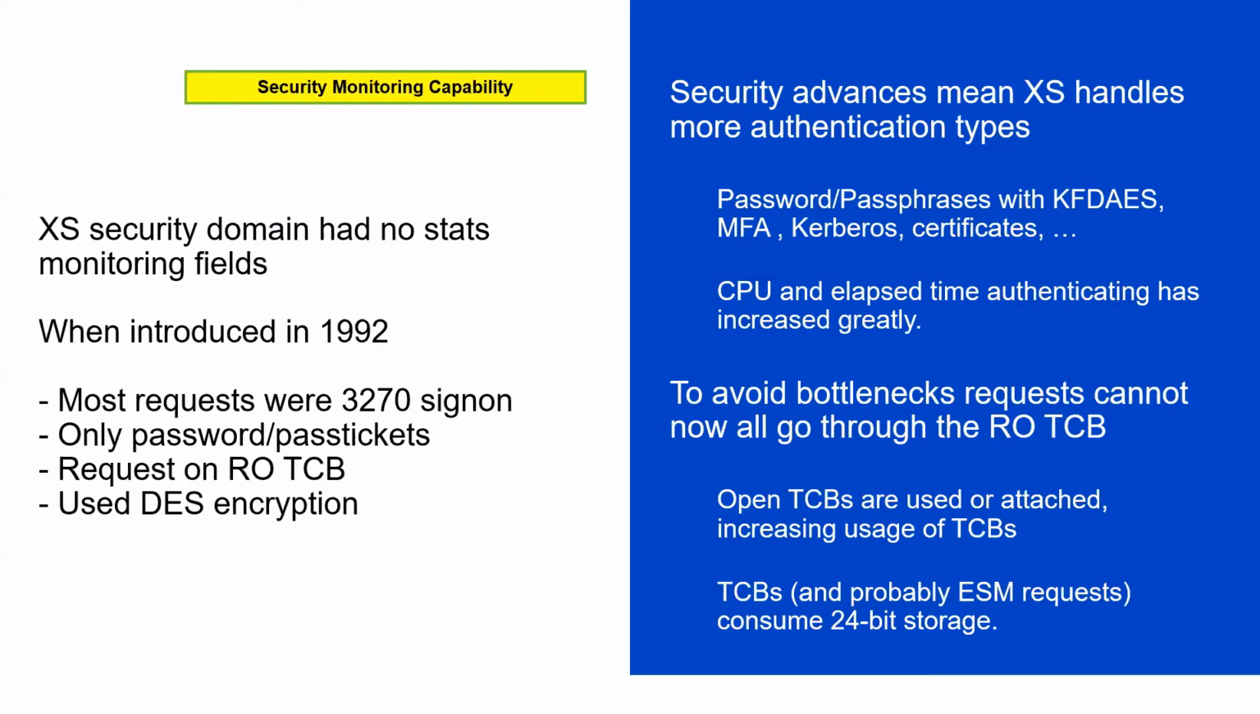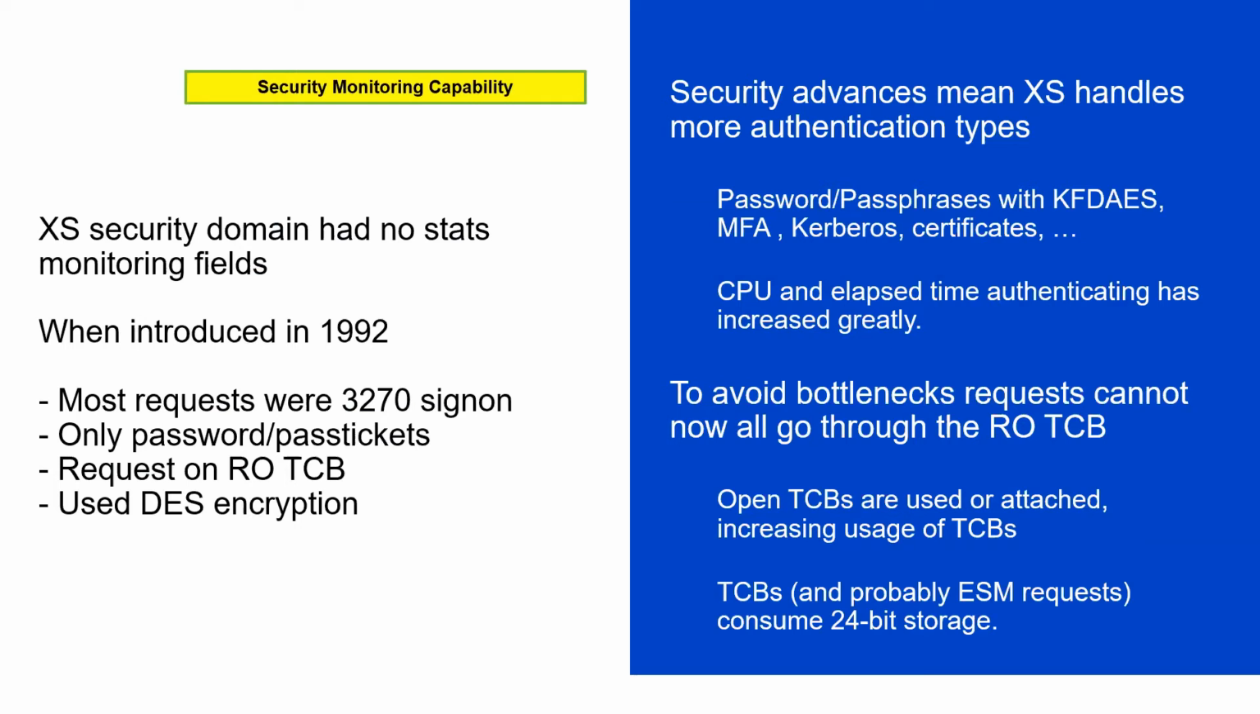So that's some new monitoring information for TLS, but there's other monitoring and stats information that we put into CICS 5.6. In the sort of pre-web days, when the security domain was created, there were many fewer ways to access CICS. It was mostly 3270. And the only method of authentication was either passwords or pass tickets. And all these mechanisms were very fast and synchronous and ran on a single TCB, the RO TCB.